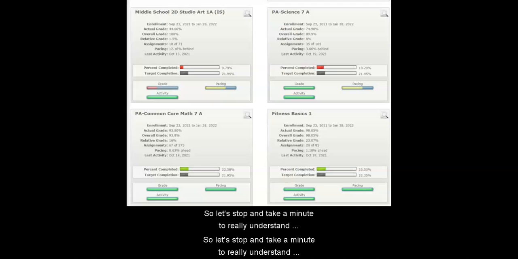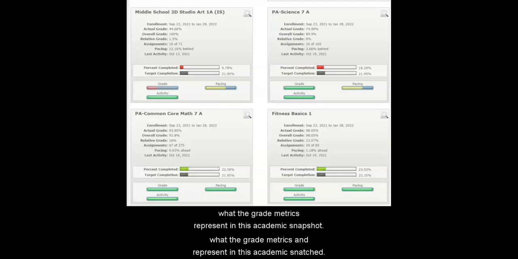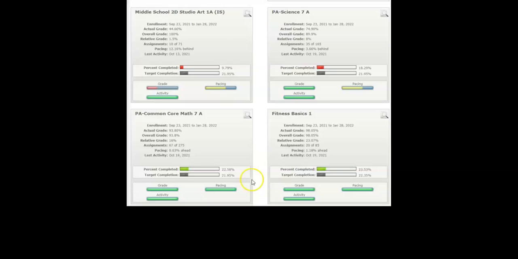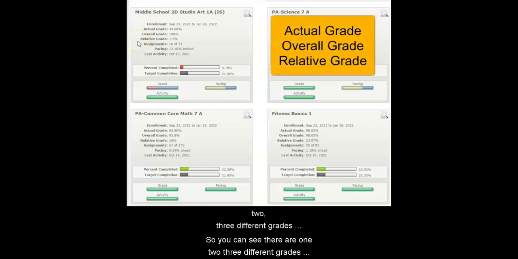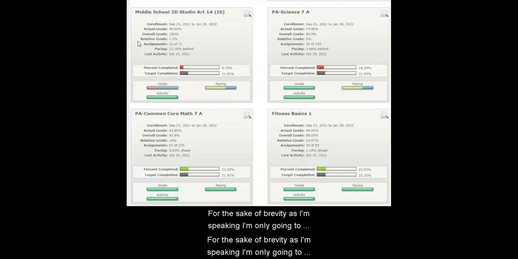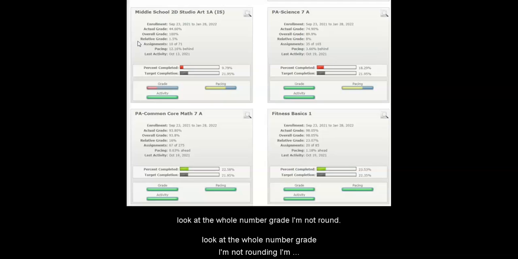So let's stop and take a minute to really understand what the grade metrics represent in this academic snapshot here. You can see there are 3 different grades represented in this snapshot. For the sake of brevity, as I'm speaking, I'm only going to look at the whole number grade. I'm not rounding. I'm not looking at the decimals. So take that into consideration as I'm speaking.